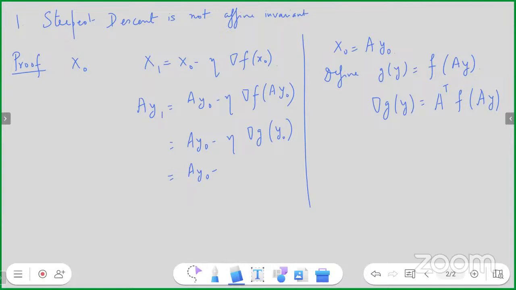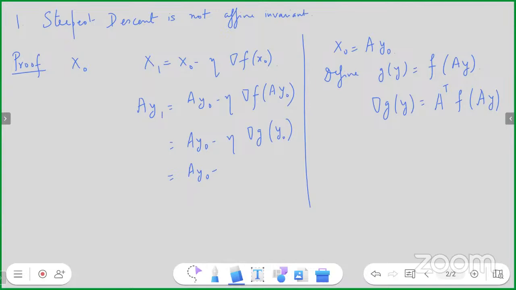What is the last step which I have not written? It's eta times gradient of g at y0. What is gradient of g at y0? It's A transpose gradient f of AY. AY by definition is nothing but x. So in the process, what do you end up getting? AY0 minus eta times A transpose. What do you want back? You want back the gradient of f at x0, to make the fair comparison.